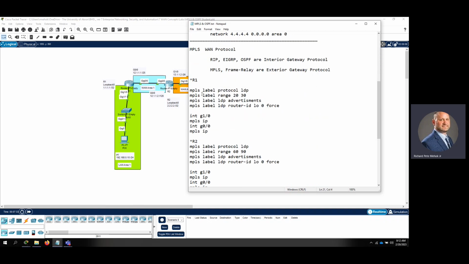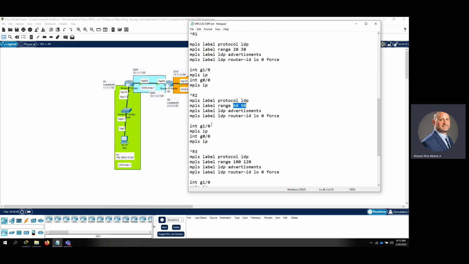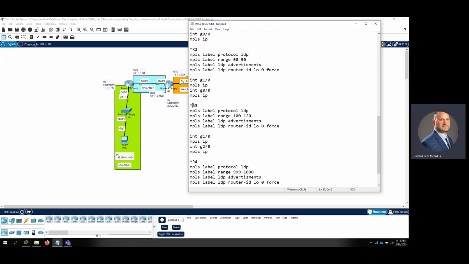If we go down here and look at R1, this is what we would configure: MPLS label protocol LDP, and then your MPLS label range, 20 to 30. But I just want to remember it advertises with the LSAs in OSPF. Look how in R2 the range goes 60 to 90, and they're going to the interfaces and turning on MPLS IP. And here's R3, and notice that they're changing those ranges every time, and also down here.